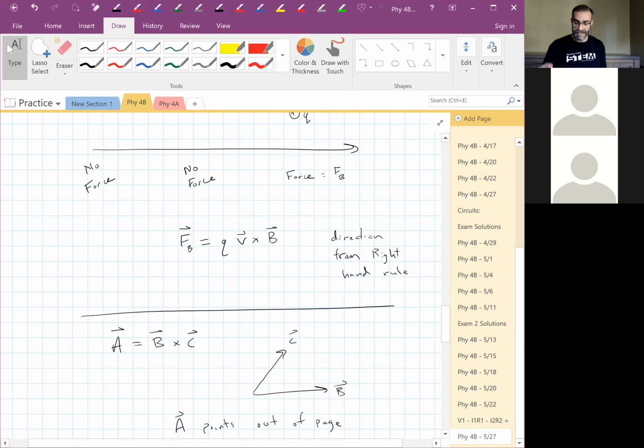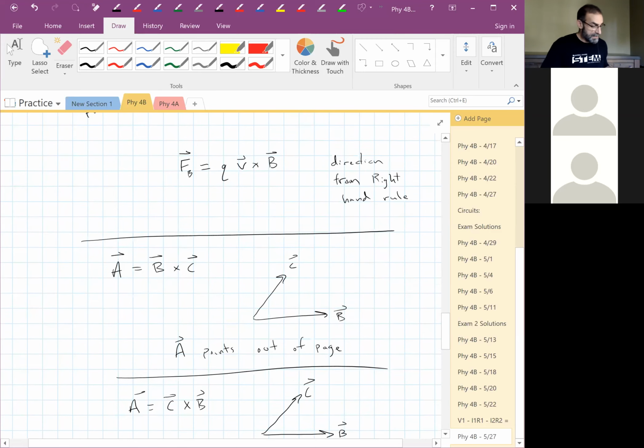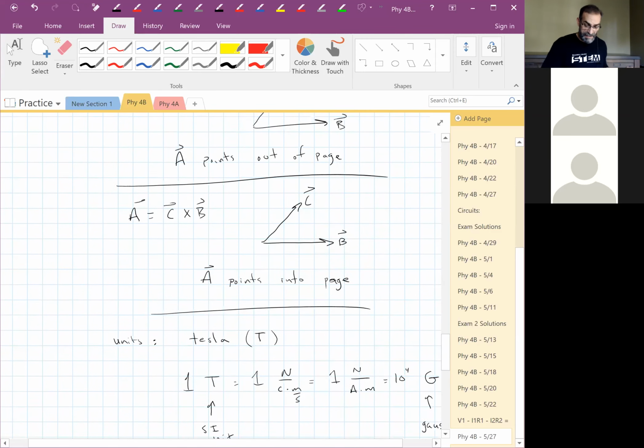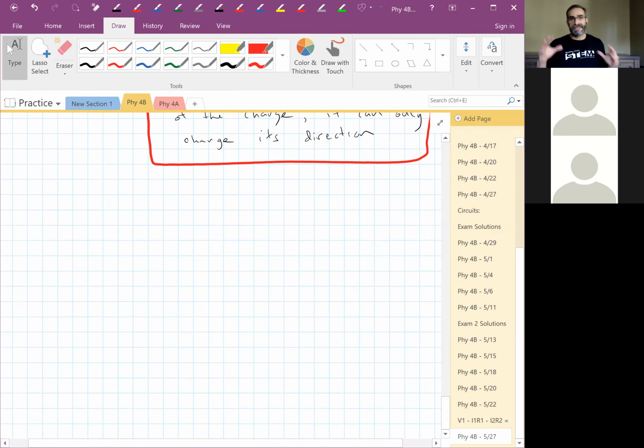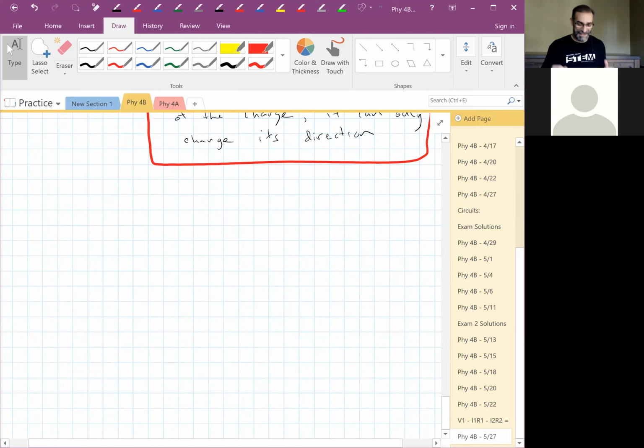Yes, it's accelerating because its direction changes, but its speed does not change. So its velocity is changing because the direction changes. Velocity is a vector quantity. All right, we have to start dealing with drawing in 3 dimensions. We can't really avoid it anymore.